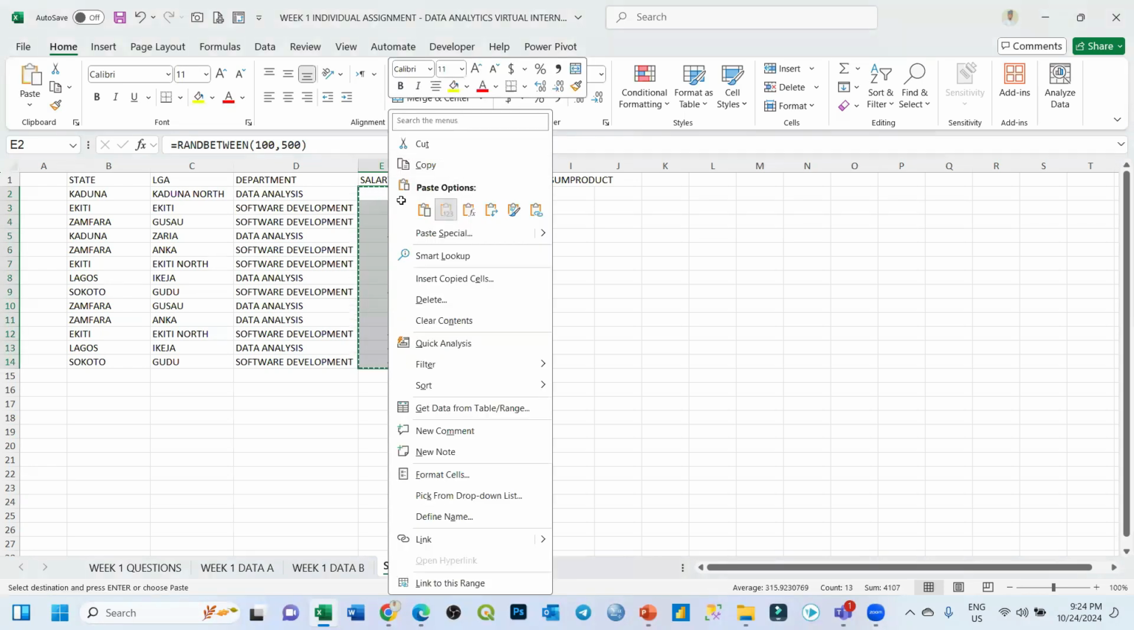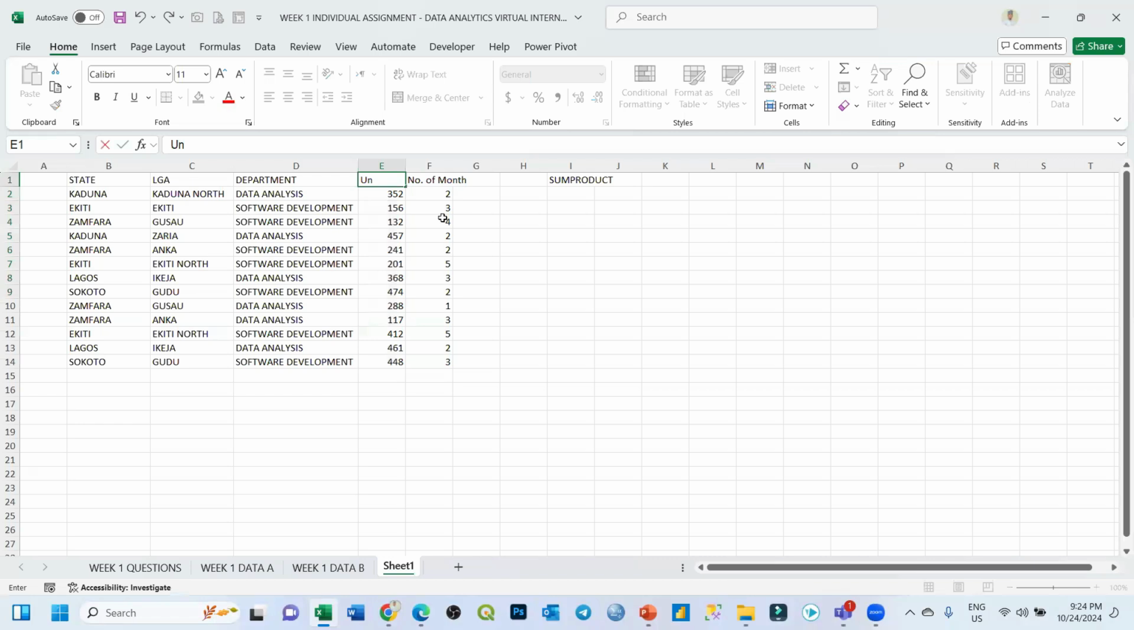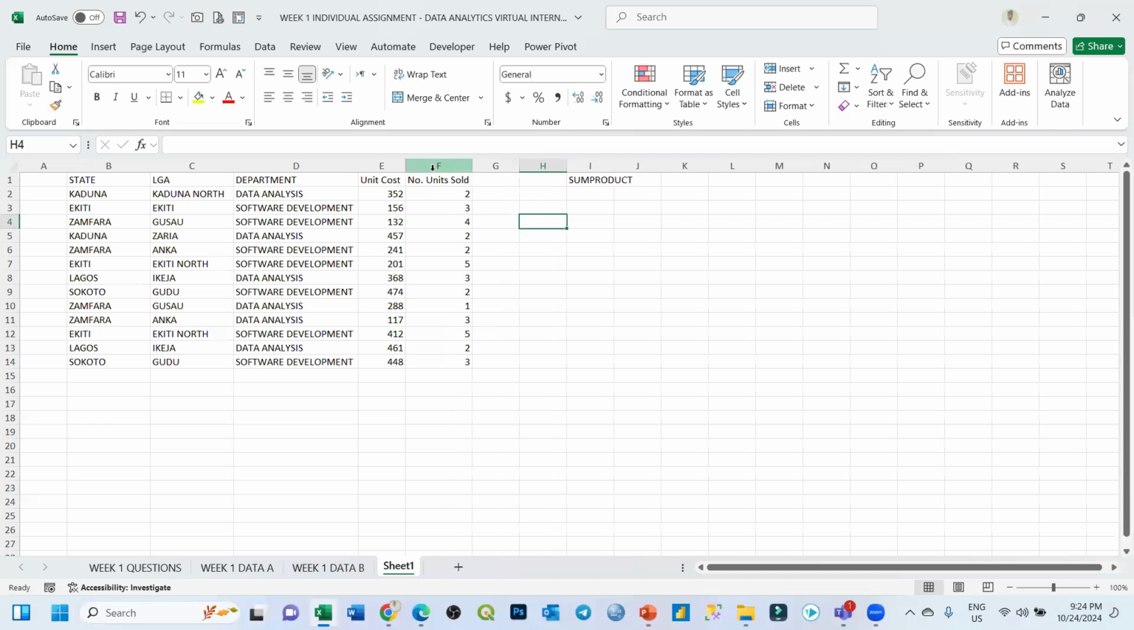Let me call it unit cost. And this is the number of units sold. So this is the unit cost and this is the number of units sold. And you want to know the total of everything here. What is the total sales? Let's say total sales. That is what brings us to this SUMPRODUCT.